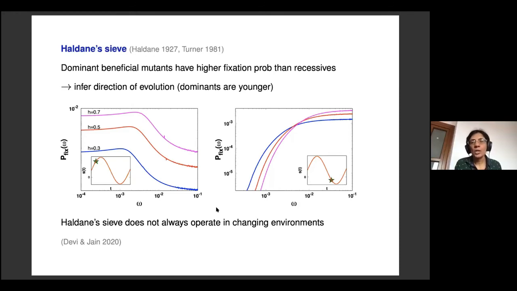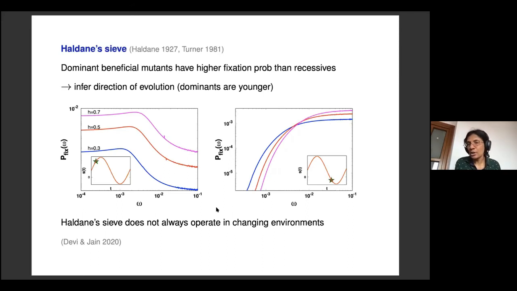So there's a standard result which says that dominant beneficial mutants have a higher fixation probability than the recessives. What does that mean? At some time in the past, suppose I had a population, and then it acquired a mutation. If that mutation happens to be recessive, it is unlikely that it will spread. But if it happens to be dominant, then it will spread to the population I'll see today. In other words, the dominants are younger.